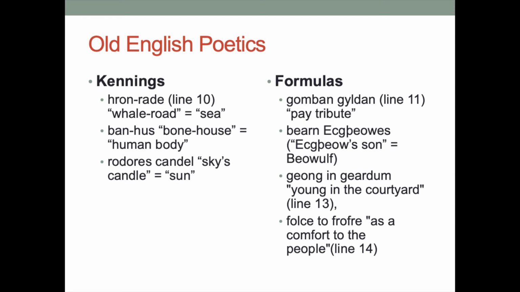And lastly, formulas should be pretty familiar since we talked about them in Homer as formulaic endings to lines, so-and-so said, etc. Beowulf has these too. For instance, gomban gyldan, which we just talked about, means pay tribute. We also have epithets such as Ecgtheow's son. So-and-so's son appears very often. And you can see 2 other examples here on the slide.